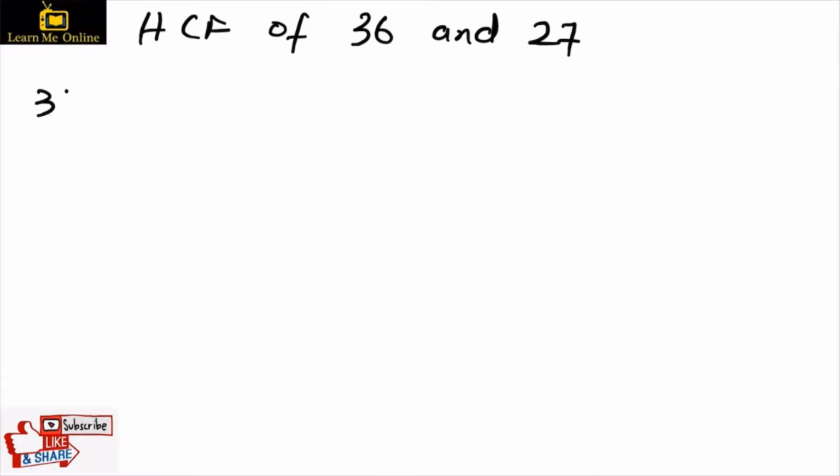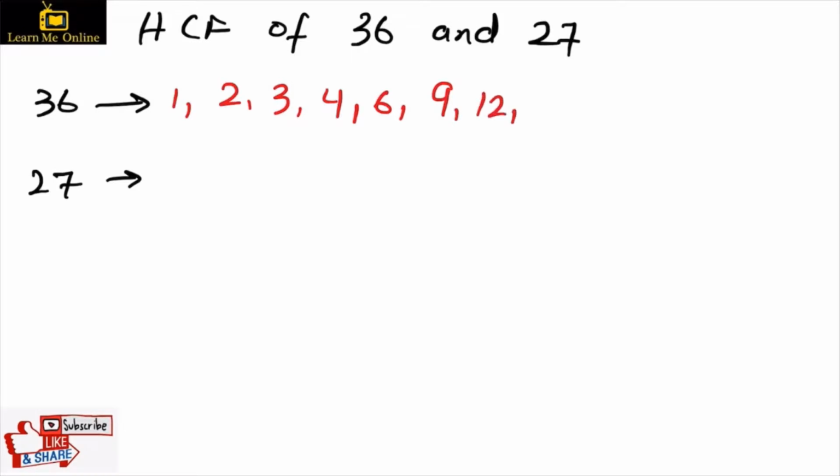Here's the next example. In this example as well, we are finding out the highest common factor of 36 and 27. Again, we're going to do the same thing: list all the factors of 36 here and all the factors of 27 here. The factors of 36 are 1, 2, 3, 4, 6, 9, 12, 18 and 36. The factors of 27 are 1, 3, 9, 27.